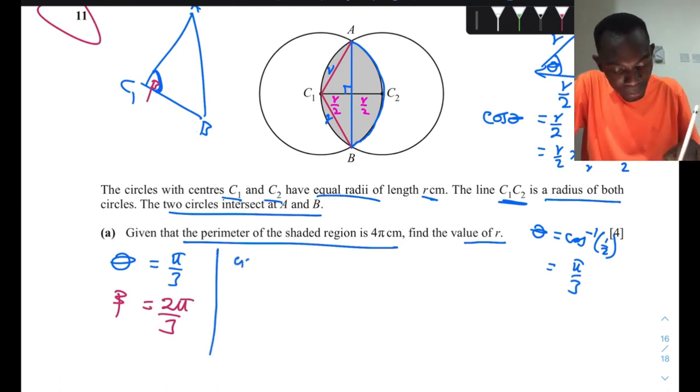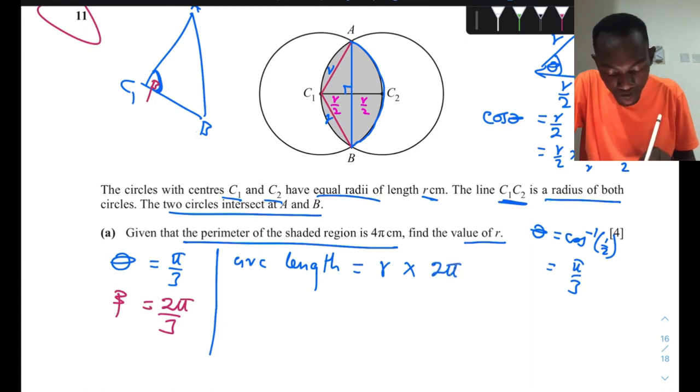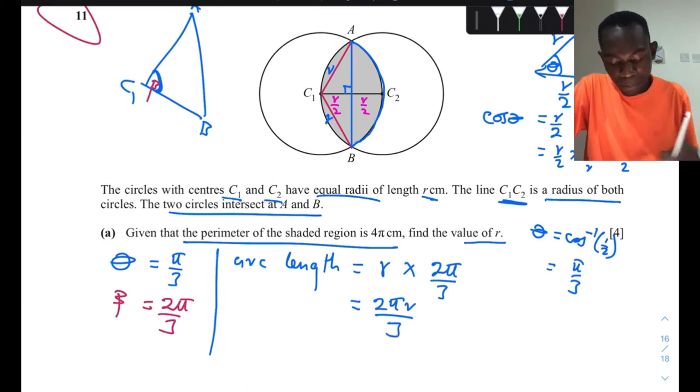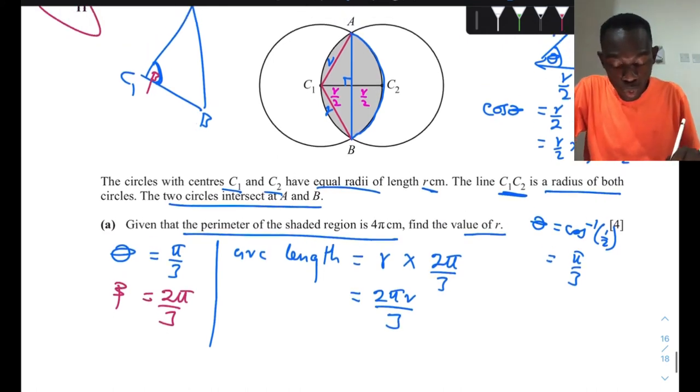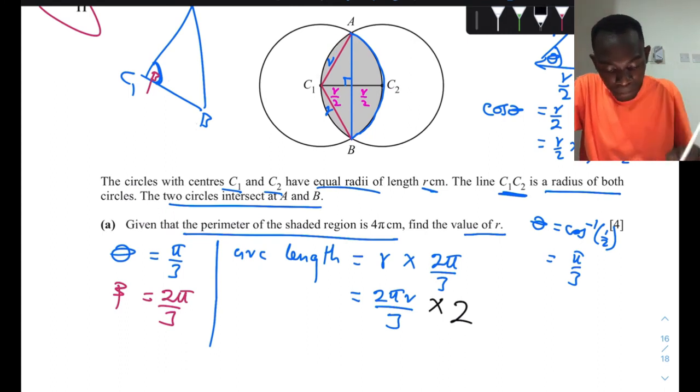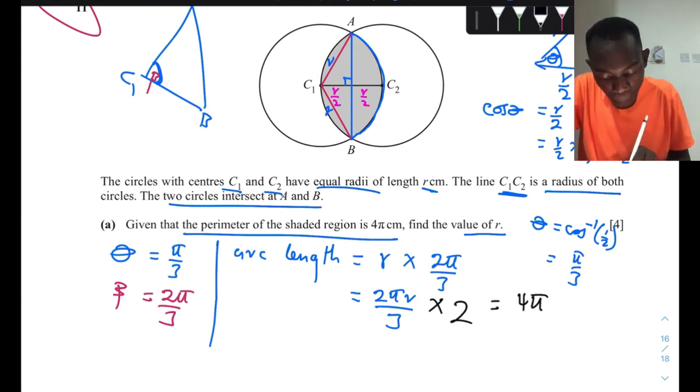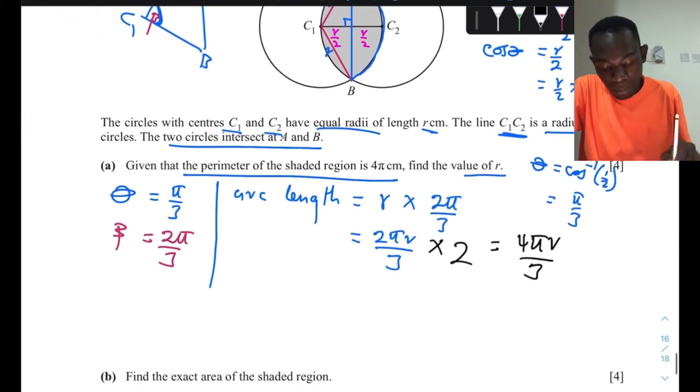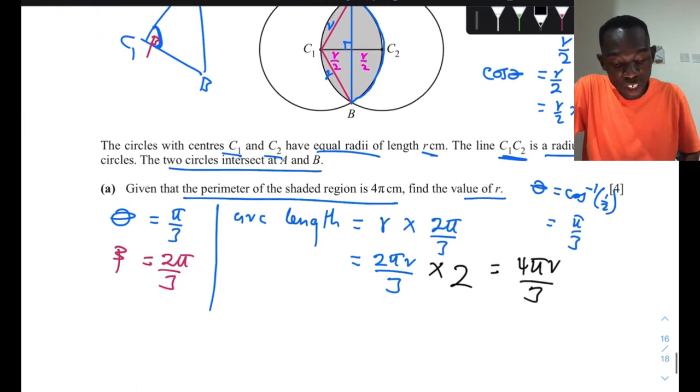All right, so let's do it. Arc length would be equal to r times theta, which is 2 pi on 3 times r, giving me 2 pi r over 3. Then I have to multiply this by 2 because, like I said earlier, this part is the same as that part. So that would give me 4 pi r on 3. Now that is my perimeter of the shaded region. I can go and equate it to the one they gave me in the question.